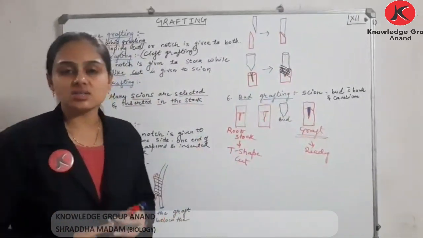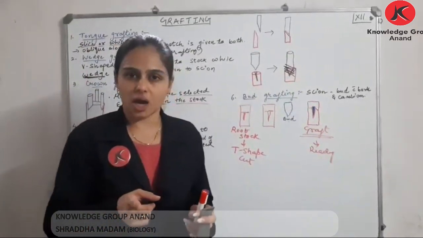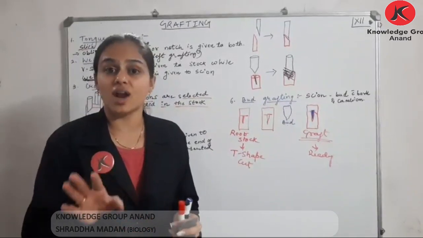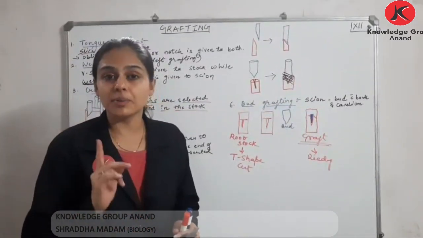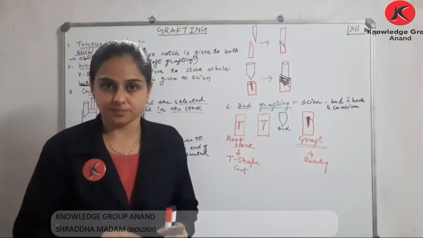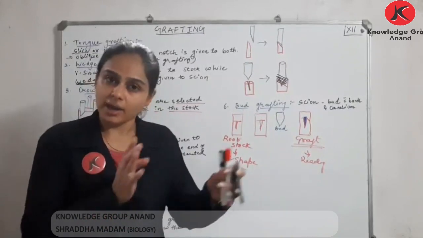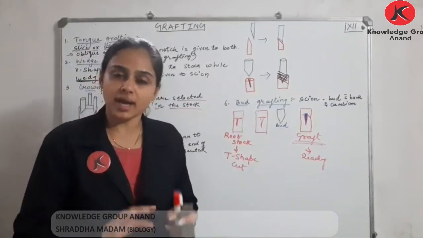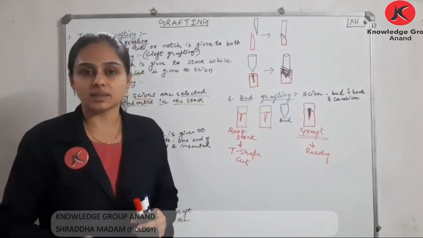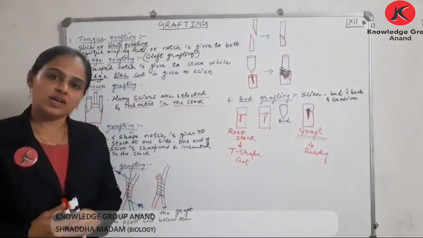So this is all about your artificial method. The first one is cutting, the second is layering, and the third is grafting. By this video we have completed vegetative propagation, right? You remember the topic? We studied vegetative propagation. We understood the natural method, and in this video we have completed the artificial method. I hope you understood this very well. Thank you very much.